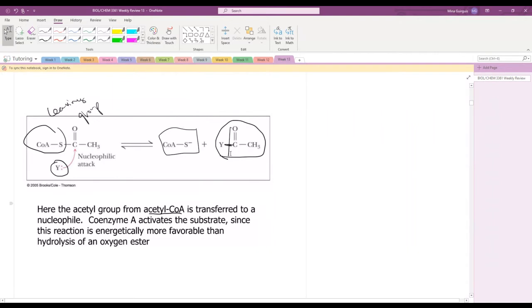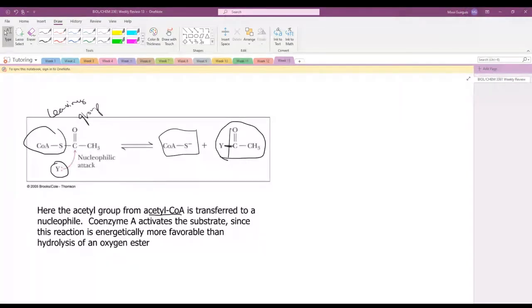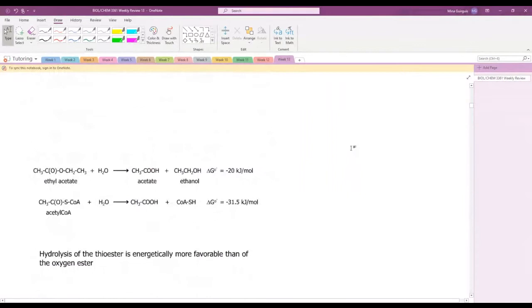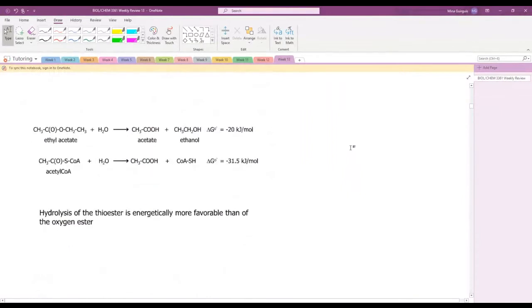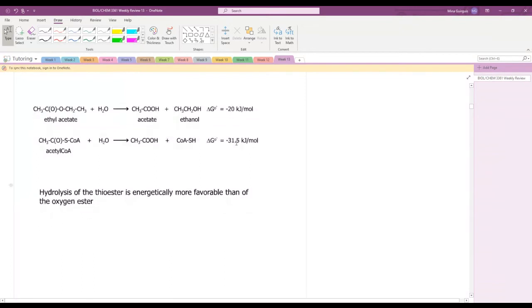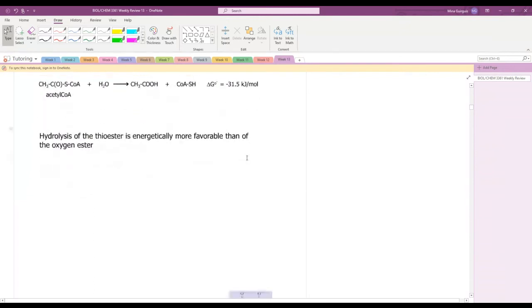Just like in gluconeogenesis, we go through different reactions from glycolysis to make that reaction more favorable as well. So here's an example of the energy difference. Cleaving ethyl acetate is spontaneous at about -20 kilojoules per mole. Cleaving acetyl-CoA with coenzyme A in it is -31.5, which is about as much as ATP hydrolysis. So this is definitely a lot more spontaneous and a lot faster.